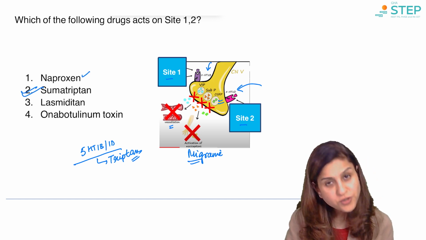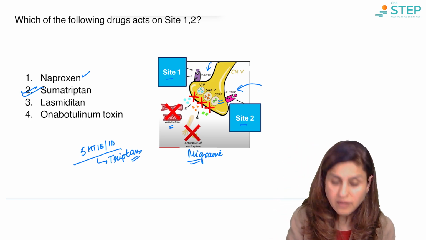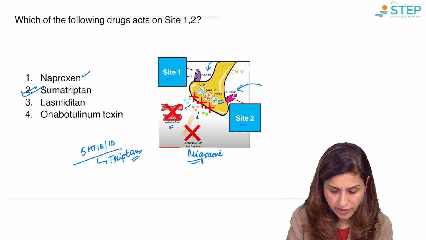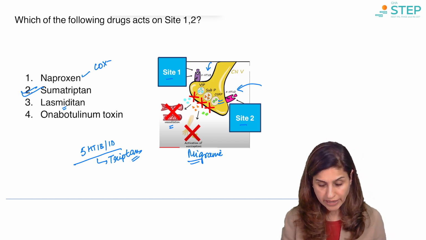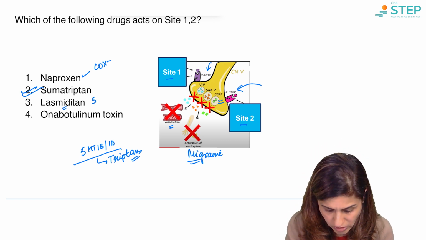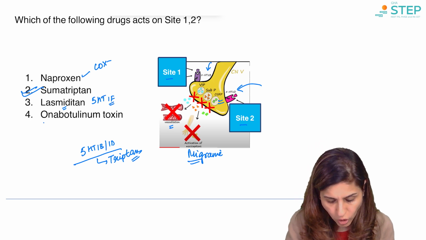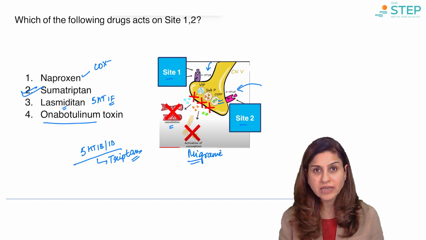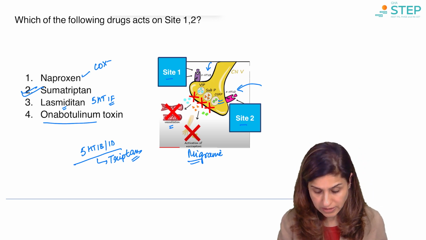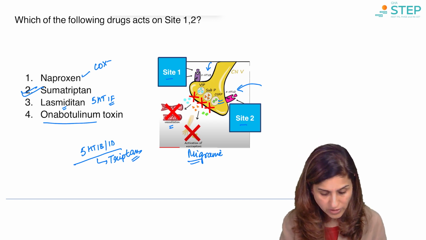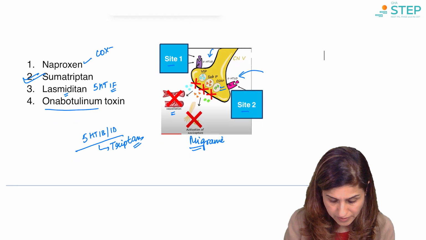Now naproxen is also used in migraine, but it is not acting on 5-HT1B, 1D. It is a non-steroidal anti-inflammatory drug, so they are COX inhibitors. Lasmiditan is another drug which is used in migraine, but it actually acts only on the 5-HT1F receptors, not on these receptors. Onabotulinum toxin is going to relieve the pain and act on the cholinergic system, but not here on 5-HT1B, 1D. So the mechanism here is true for Sumatriptan. So this is your correct answer.